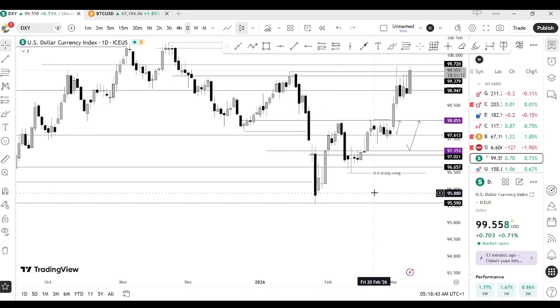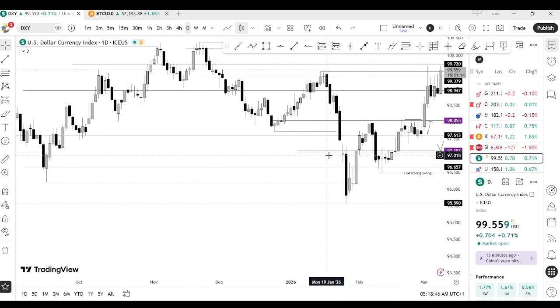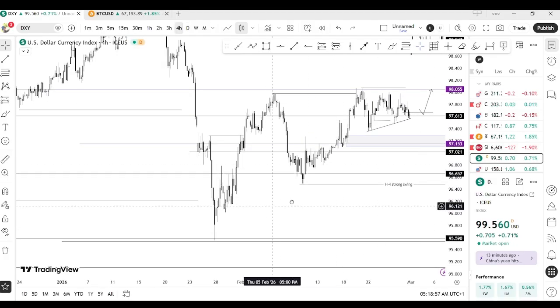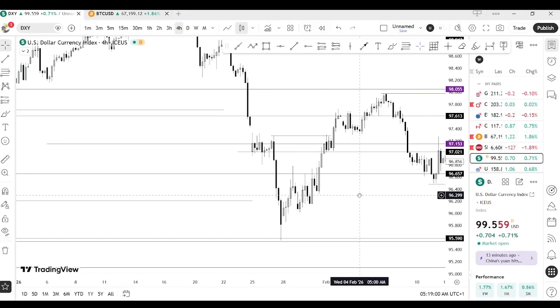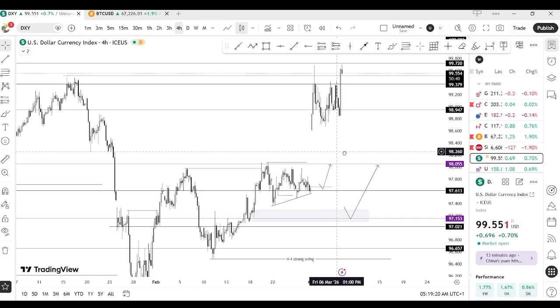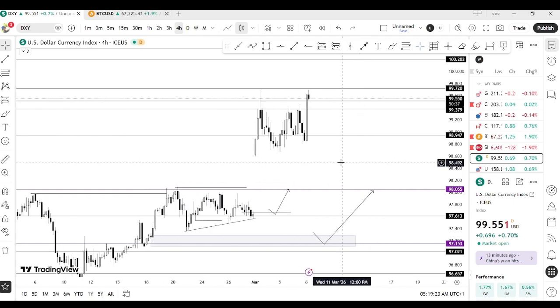Now how do we confirm that daily is bullish? When daily price action rejects from a daily key level and gives us a break on the 4 hour time frame, then you know that daily is also bullish. Now we have a break already, a complete break here too on the 4 hour, to confirm that daily is also bullish. So the DXY is bullish.